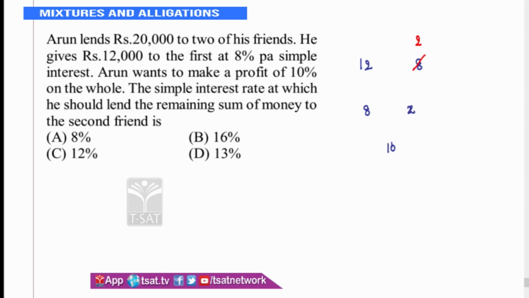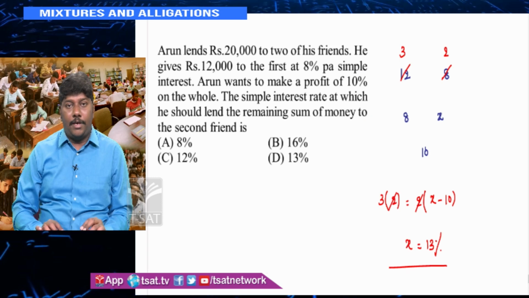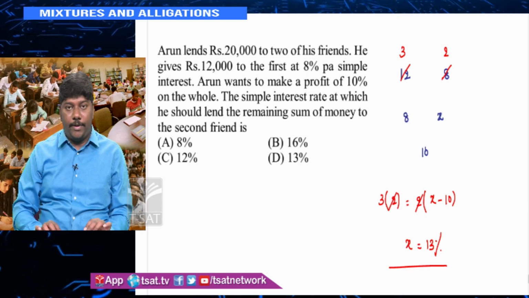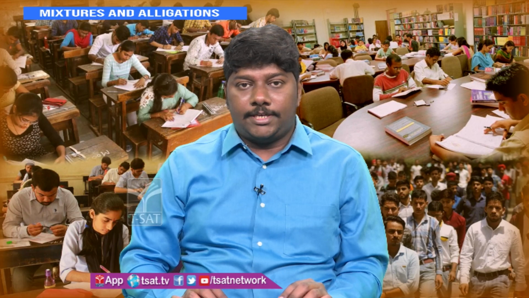You can simplify it further. You are mixing them in 3:2 ratio. So I want 3, the difference is 2. 2 minus 10, because here 8 is less, therefore X must be more. 2 cancels, so X is equal to 13%. He must lend the second sum, that is 8,000, at 13%. So here nowhere are we finding the direct values, we are just applying the formula of mixtures and alligation, and you are getting the answer.